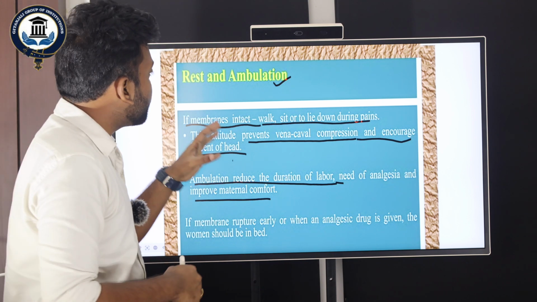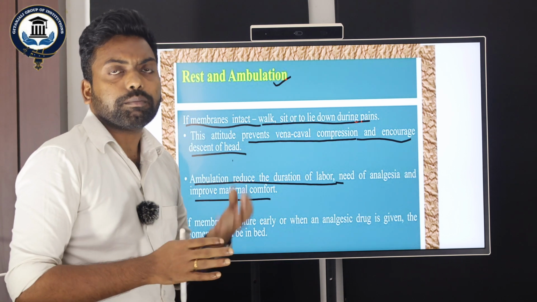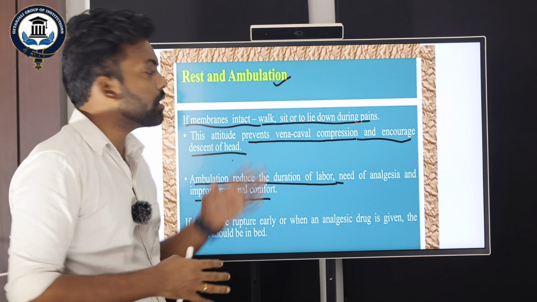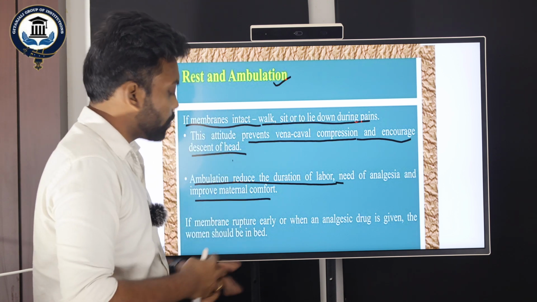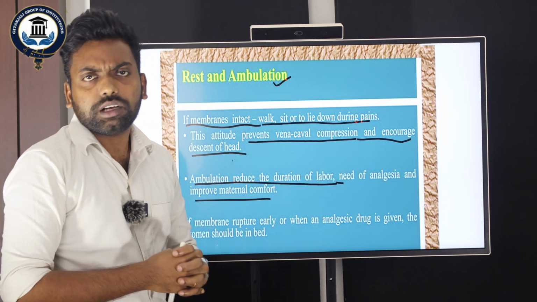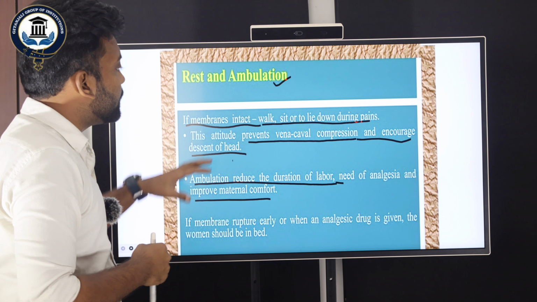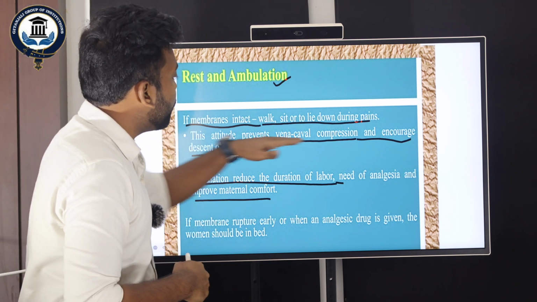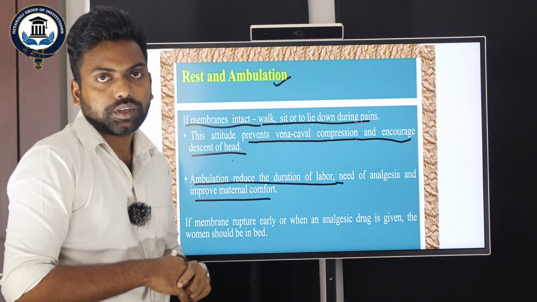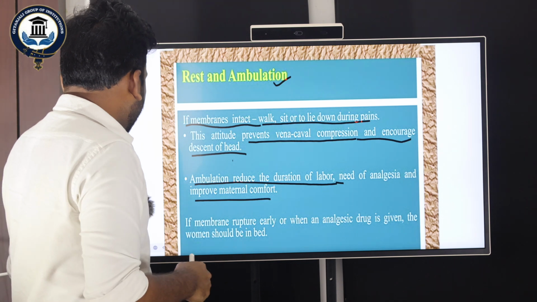So rest and ambulation is nothing but, in some cases the mother may go for rest, and in some cases the mother needs to go for ambulation also. Ambulation is nothing but somewhat of mobility. When there is mobility, in such a case we can prevent the vena cava pressure. Yes, so that is one of the supportive therapies.